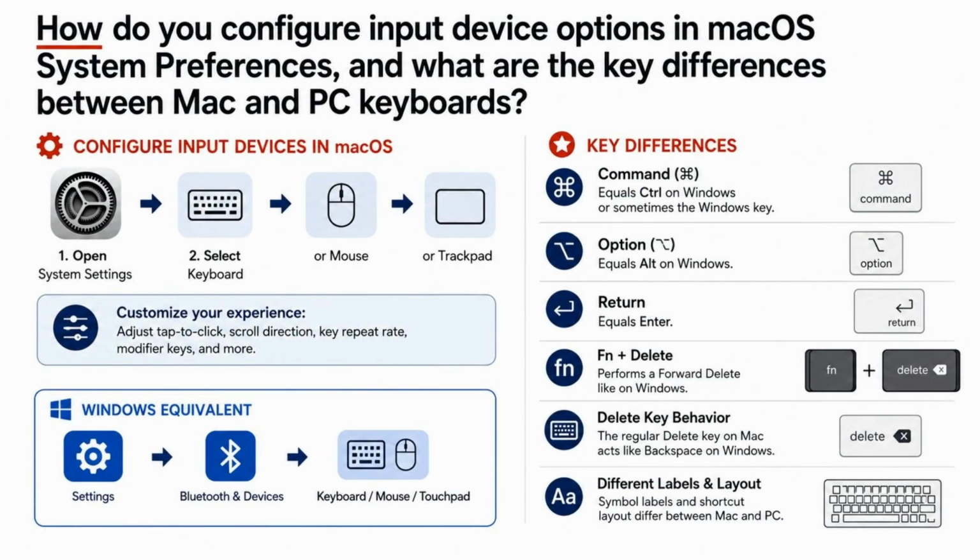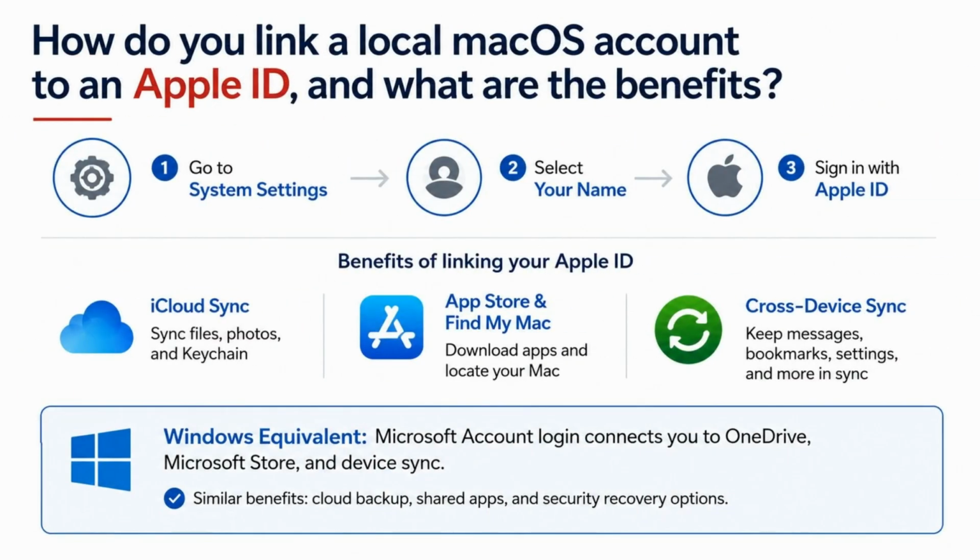Open System Settings, Keyboard, Mouse, or Trackpad to configure tap to click, scroll direction, key repeat rate, and modifier keys. Key differences from PC keyboards: Command equals Control or sometimes the Windows key, Option equals Alt, Return equals Enter, and FN plus Delete acts as forward delete, while regular delete on a Mac acts like backspace on Windows, plus different symbol labels and shortcut layouts. The Windows equivalent is Settings, Bluetooth and Devices, Keyboard/Mouse/Touchpad.